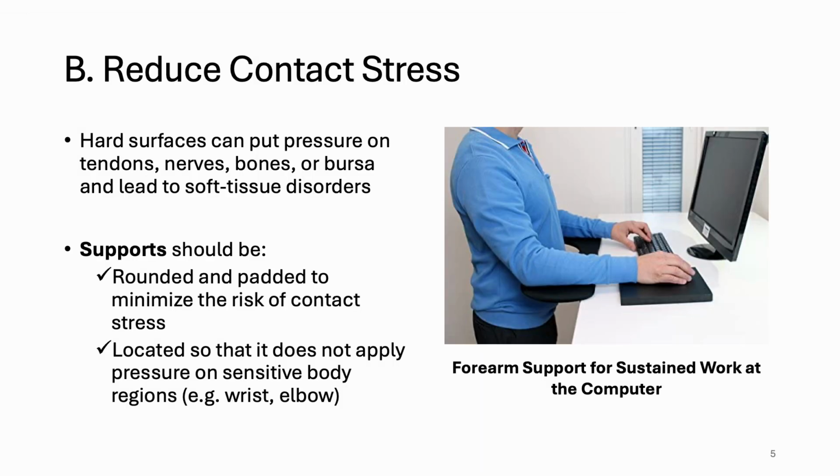The second principle is to reduce contact stress. Hard surfaces can put pressure on tendons, nerves, bones, or bursa and lead to sore spots or soft tissue disorders. Therefore, we can add support that are rounded and padded to minimize the risk of contact stress. An example of this would be a forearm support.